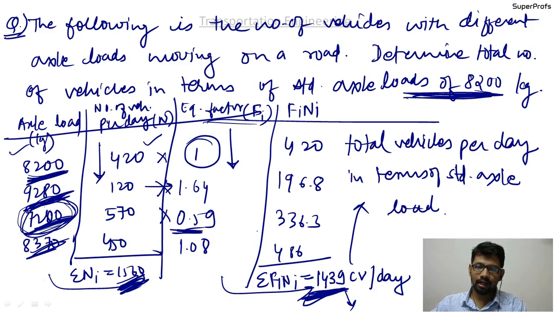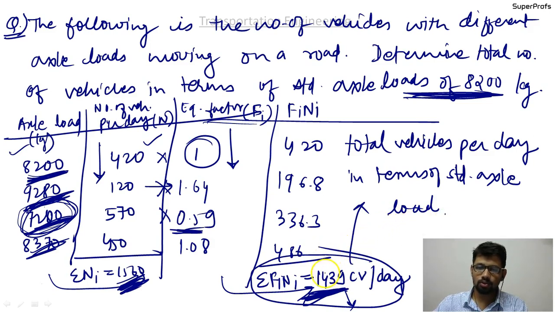We have converted the number of vehicles into standard vehicles having the load equal to the standard axle load. So from this, the vehicle damaging factor can be given as follows. Now we have got the total number of standard vehicles, so using this we can find out the vehicle damaging factor.